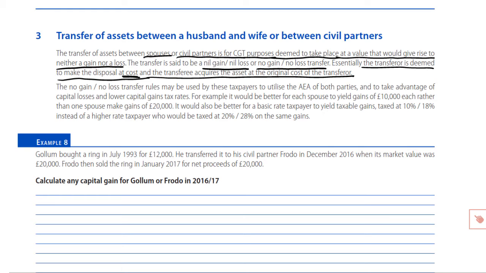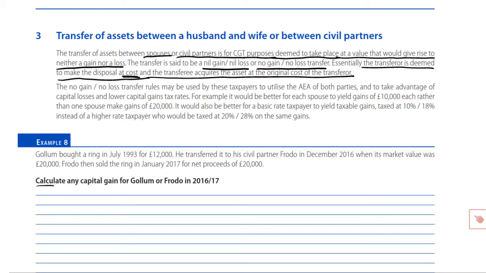There are many claims and elections that exist in tax, most notably indeed in terms of CGT, but this is not about choice. This is a rule. It will apply should the spouses or civil partners have decided to make a transfer between them. So it'll go at the transferor's cost.